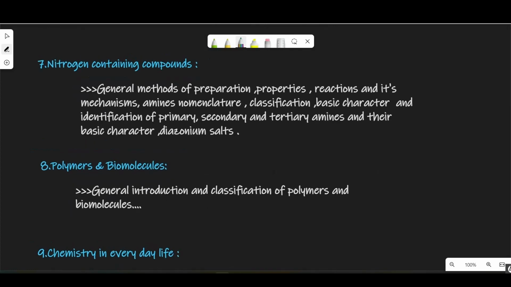And the next one is nitrogen containing compounds like amines. In this we need to learn the general methods. I have already told you that we need to learn the basic things, properties, reactions, and their mechanisms. Amines: we will get to know amine nomenclature and basic character. This is a more important thing, basic character. And identification of primary, secondary, tertiary amines and their basic characters. And we will learn about diazonium salts also.